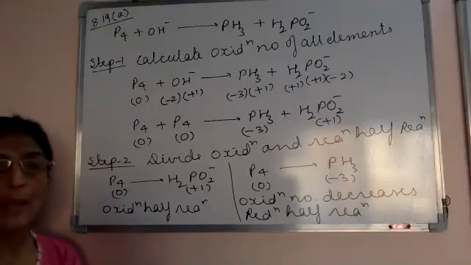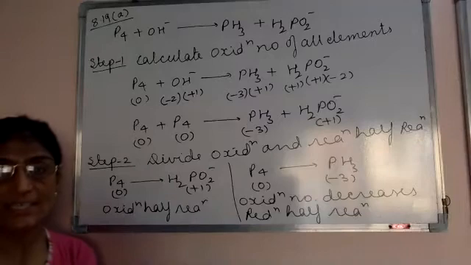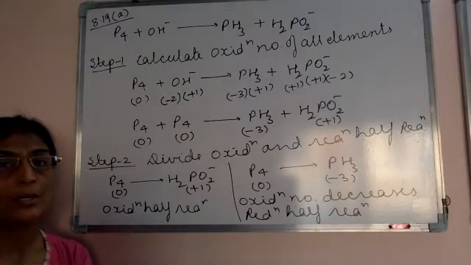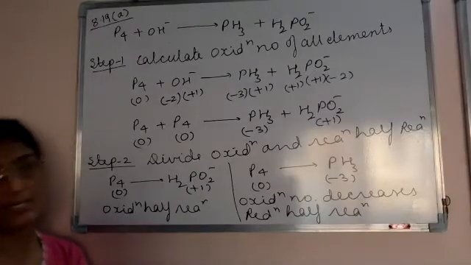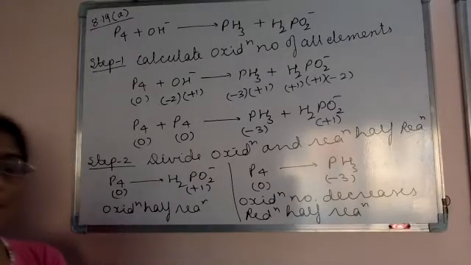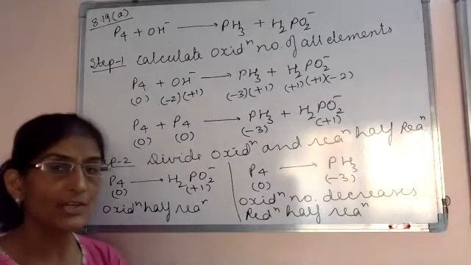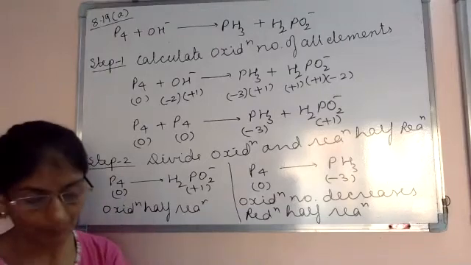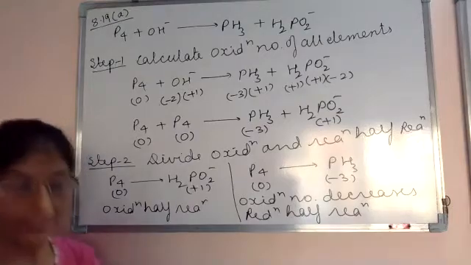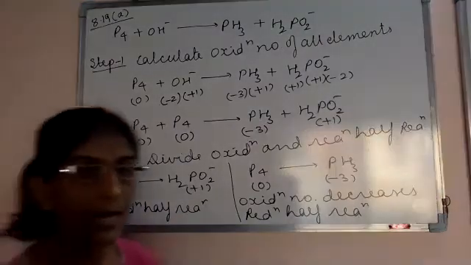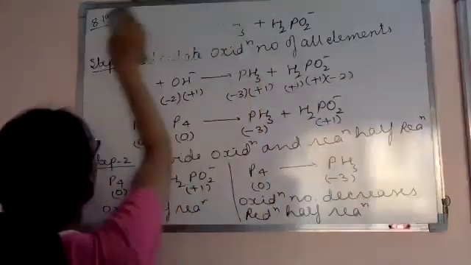Now we have to balance it. How to balance? First we have to balance oxygen by water molecule, and then we have to balance hydrogen by adding H plus. In basic medium also, first we have to add H plus, and then one more step we have to do because the reaction is in basic medium, otherwise it is the same. So we have divided it into 2 parts. Now the next step: balance oxygen by water molecule and hydrogen by H plus ions.